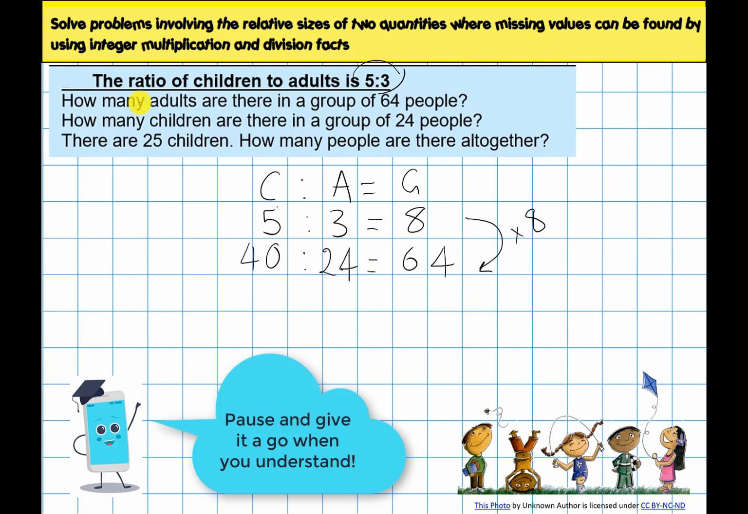It's asking how many adults there are. There's my adult column. I go down. So that is my answer. In a group of 64 people, there are 24 adults. Let's work through the next question. If at any time you feel you want to give it a go, pause the video. You can always come back and check once you've had a go. How many children are there? So I'm going to put a question mark under my children.